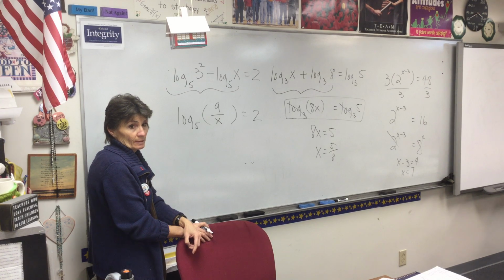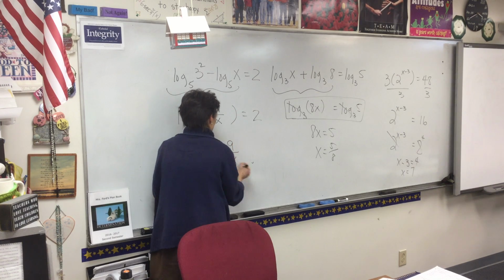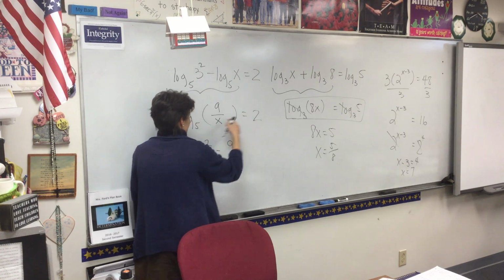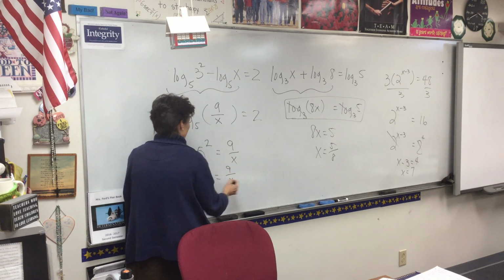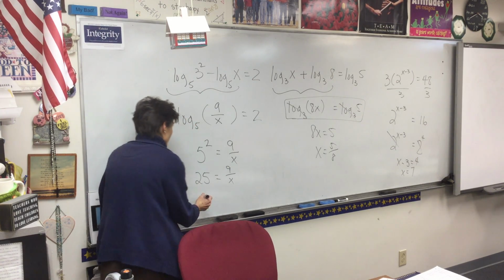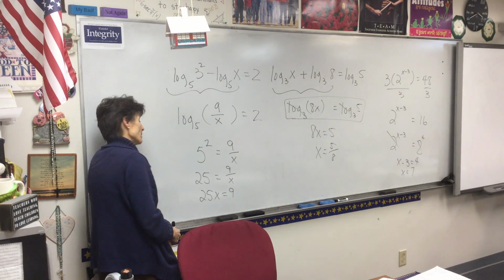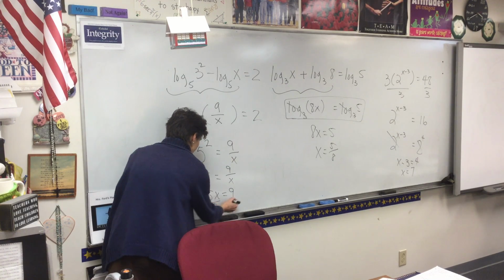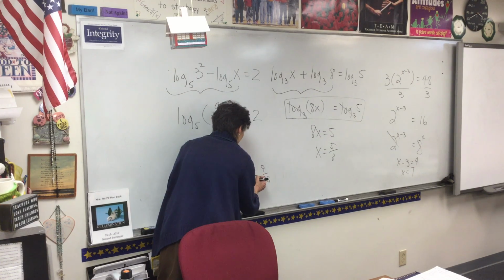Now we're going to loop-de-loop. That's what we do. When we have one logarithm, we loop-de-loop it. So 5 to the second equals 9 over x. 25 equals 9 over x. I'm not going to freak out. I'm going to multiply both sides by x, and then divide by 25. So the answer is 9/25.